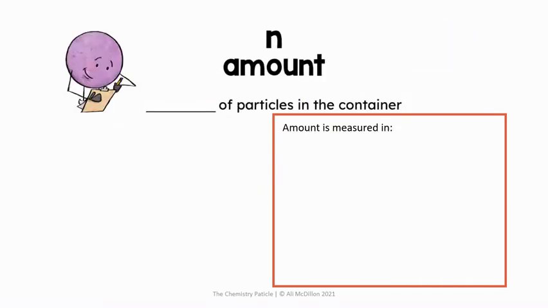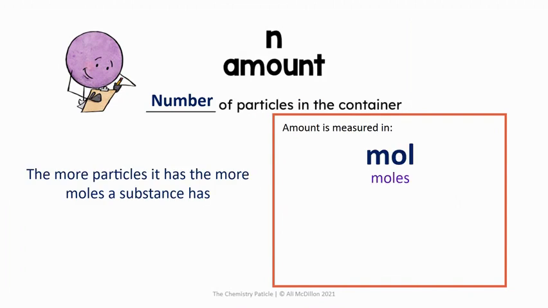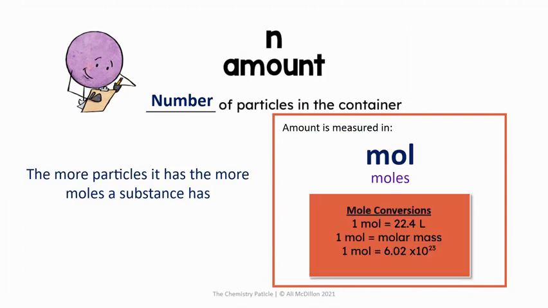Our next variable is amount. Amount is represented by a lowercase n. It is the number of particles in the container. So the more particles it has, the more moles the substance has. Since amount has to be in moles, if it was given to you in grams, you would need to convert. Just a reminder that 1 mole is equal to the molar mass of something, and 1 mole is also equal to Avogadro's number of molecules, particles, or atoms. But n must always be in moles.